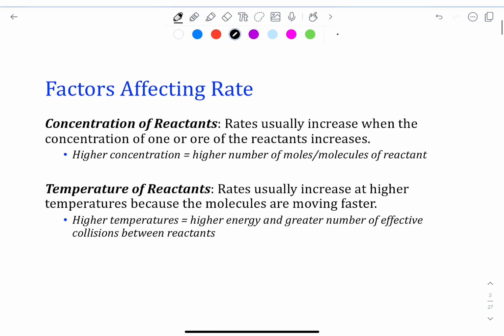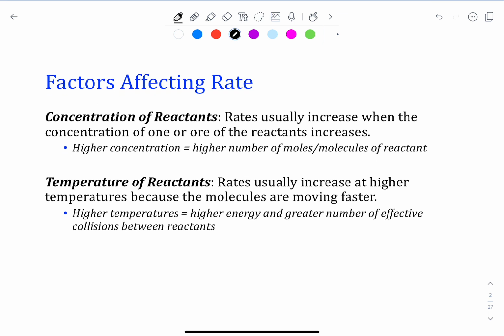The other factors that will affect our rate are going to be the concentration of our reactants and the temperature of our reactants. And a key word here for both of these is going to be reactants. What we're going to see in this lesson and our following lessons is that we really only care about the reactants moving forward. We're only looking at unidirectional reactions, so they're only going from reactants to products. So what we're going to be looking at specifically in how the rate is going to be affected is of the reactants themselves, because that's what's initiating the reaction.